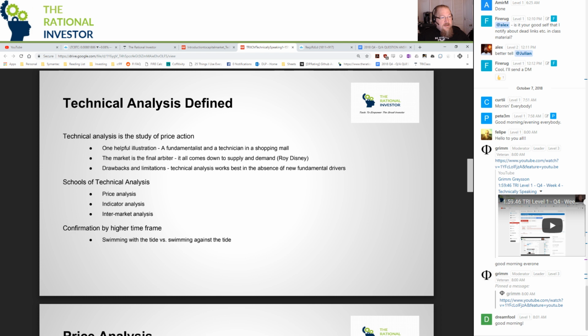There are three base schools of technical analysis. One is price analysis, direct price analysis. The second one is indicator analysis. These are derived from price, but typically are a measure of momentum. And last but not least, intermarket analysis. That's where we are looking at relationships between different markets and perhaps using a particular asset as a proxy for the overall market that it operates in.